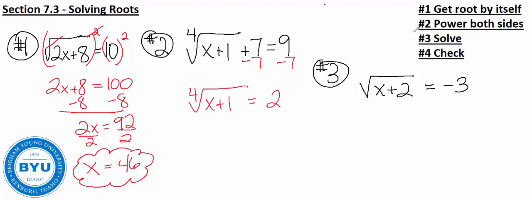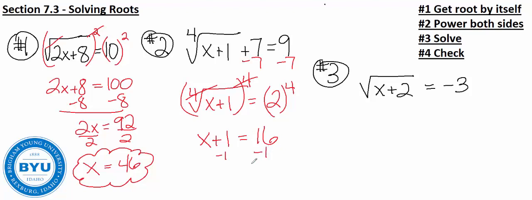Now we're going to power both sides. This is a 4th root, so we're going to raise it to the 4th power. Again, we raise it to the 4th power because a 4th root is going to be canceled by a 4th power. That leaves me with x plus 1 equals 2 times 2 times 2 times 2. That's 16. Minus 1 to both sides, we get x equals 15. You should check it. 15 plus 1 is 16. 4th root of 16 is 2. 2 plus 7 is 9. Sweet.